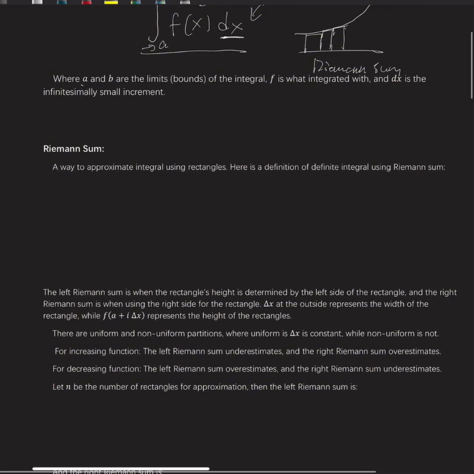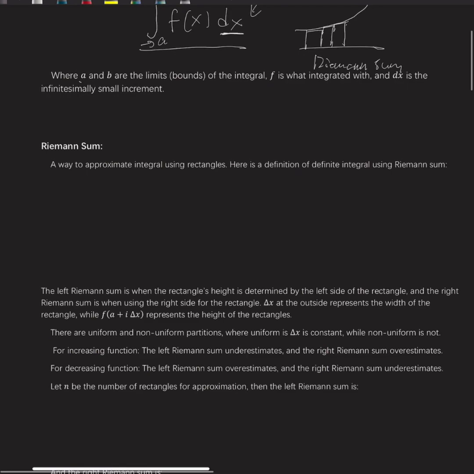A Riemann sum is a way to approximate an integral using rectangles. And here's the formal definition of the definite integral using a Riemann sum: the definite integral from a to b of f of x dx is equal to the limit as n approaches infinity of the sum from i equals 1 to n of f of a plus i delta x, multiplied by delta x.